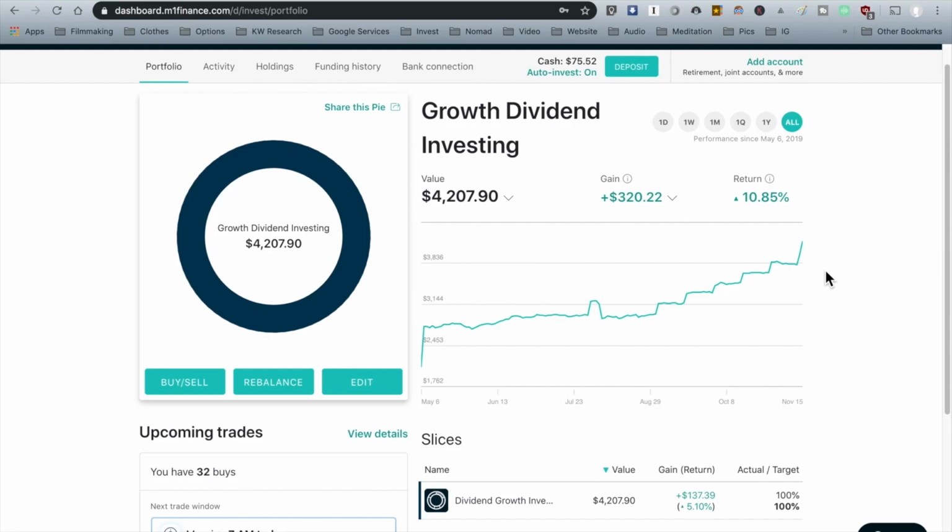Here's my M1 Finance Dashboard. And you can see my account value is $4,200. And since May 6, 2019, I've gained $320. And most of this is market gains. And as a dividend investor, I earned $64. And this number is so great. This is passive income that I'm earning.